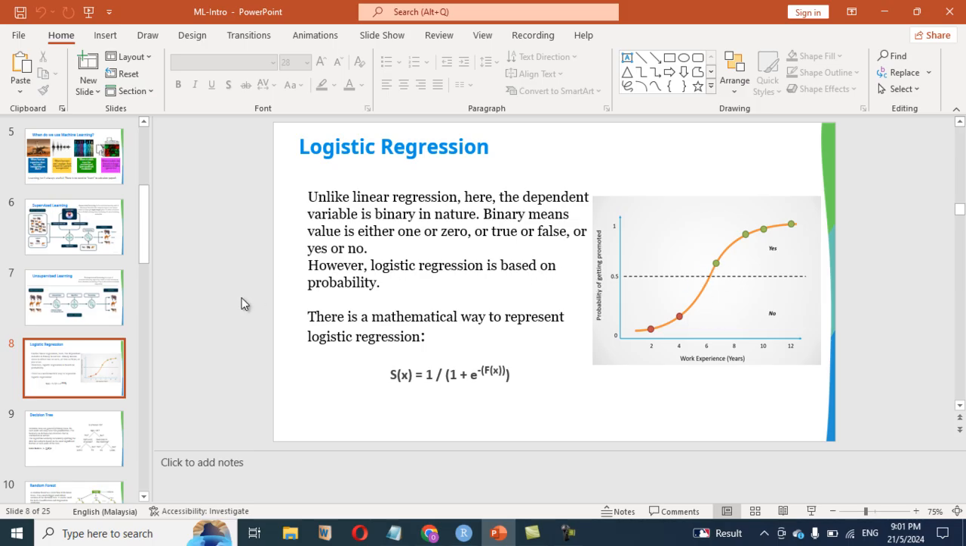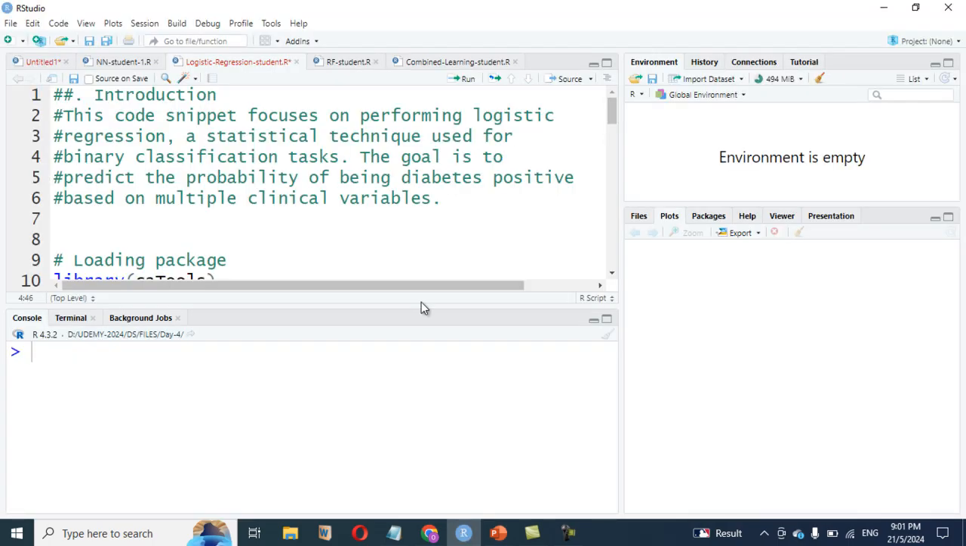So we're going to look at that practically using R as usual. Let's go and look at how we can code this in RStudio. The code snippet we want to focus on here performs logistic regression, and the goal is to predict the probability of someone being diabetes positive based on multiple clinical variables.